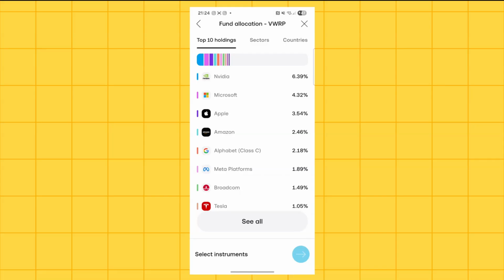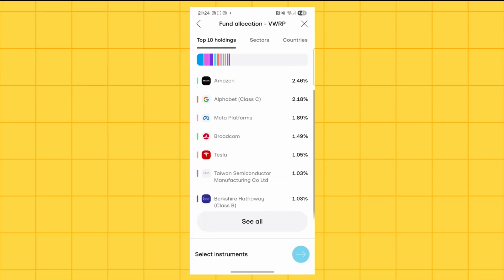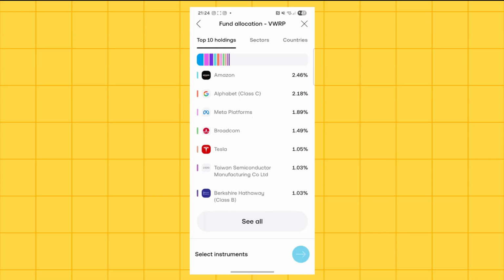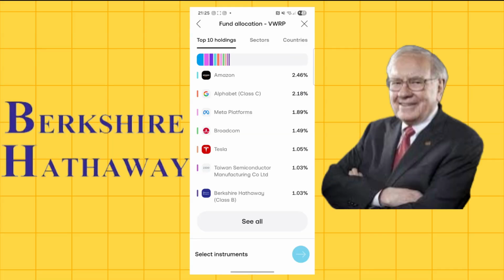For example, if I put £100 in, then £6.39 will be invested into Nvidia stocks, £3.54 will go into Apple stocks, and £2.46 into Amazon, and so on. The beauty is that you don't have to pick which one of these big companies is your favorite, or which is going to do the best, because you'll have exposure to all of them. At the bottom there is Berkshire Hathaway, that's Warren Buffett's company, the greatest investor of all time. And every time I invest in this ETF, 1% of the money I put in will buy a small slice of his company automatically.